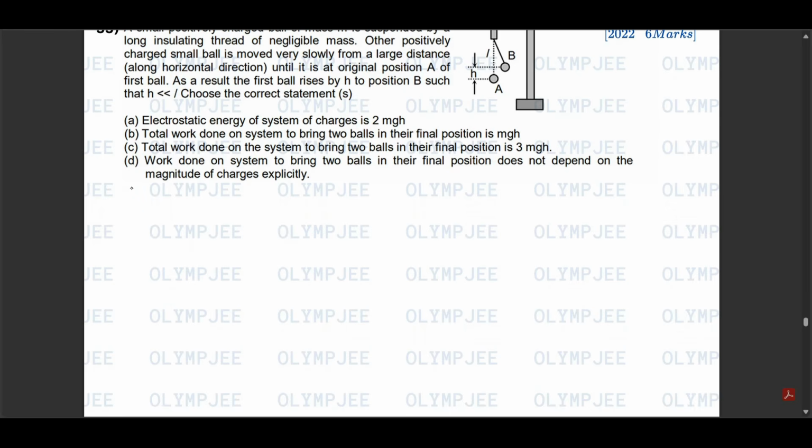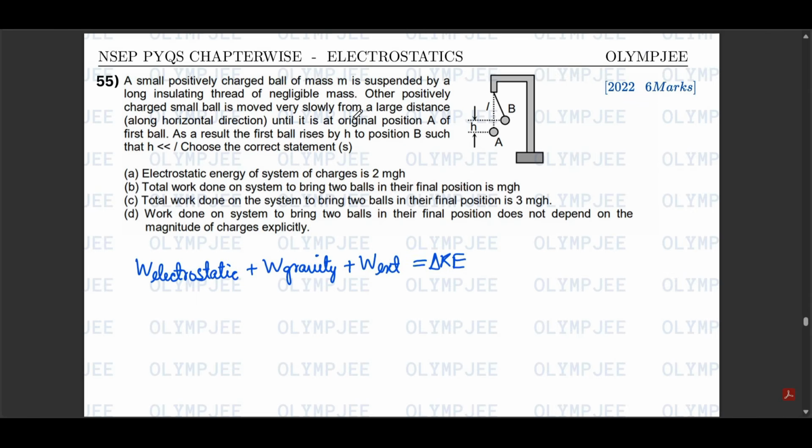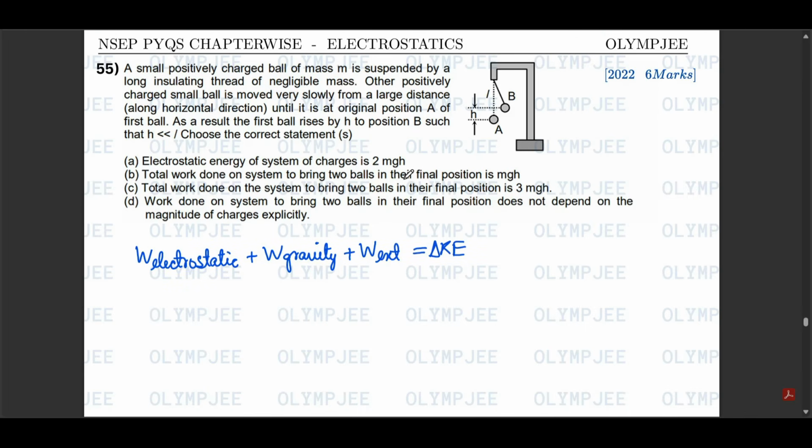So let us do energy conservation. The work done by the electrostatic force plus the work done by gravity plus the work done by the external force must be equal to the change in kinetic energy. And since the ball is moved very slowly, the kinetic energy remains 0, because velocity can be assumed to be 0 at each point, as the ball is moving very slowly. So this is 0.